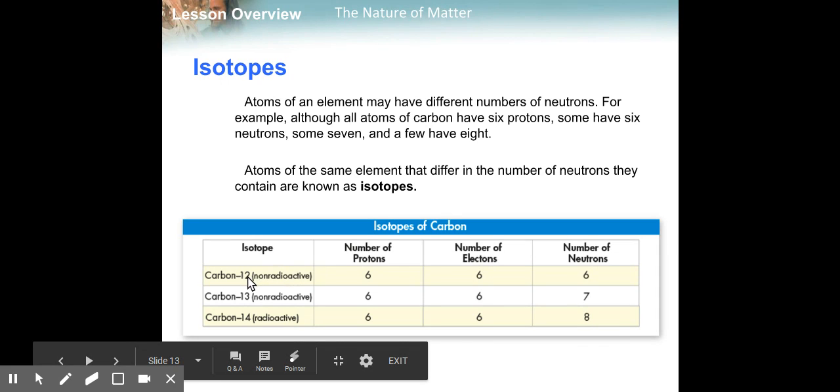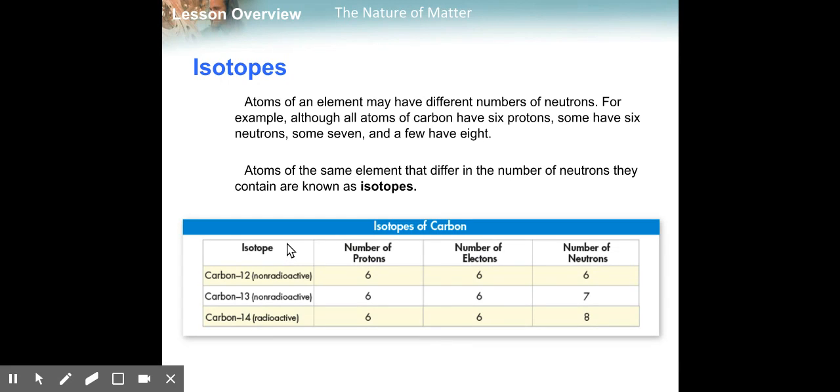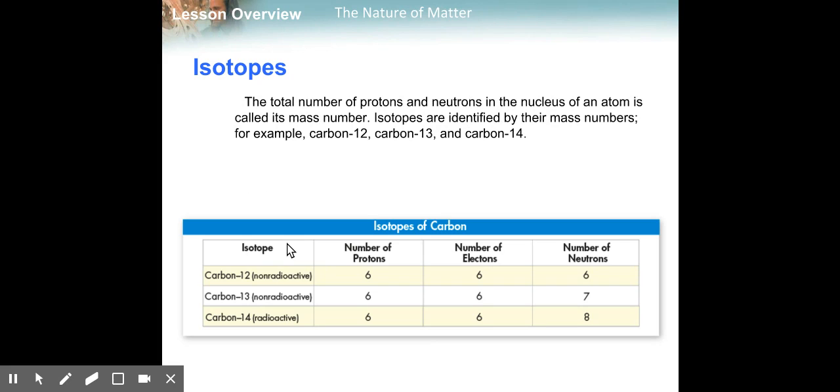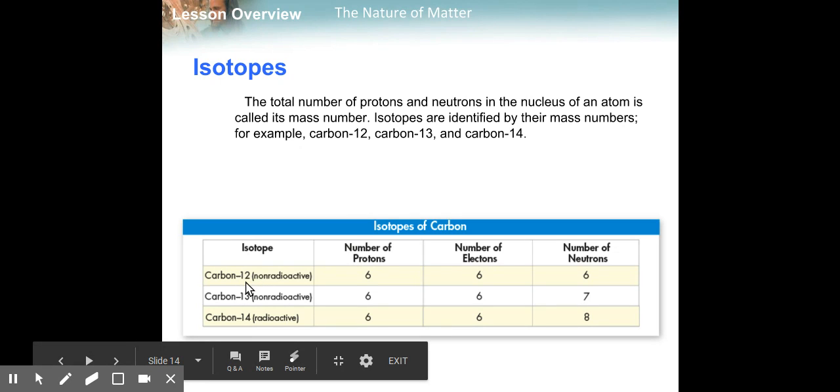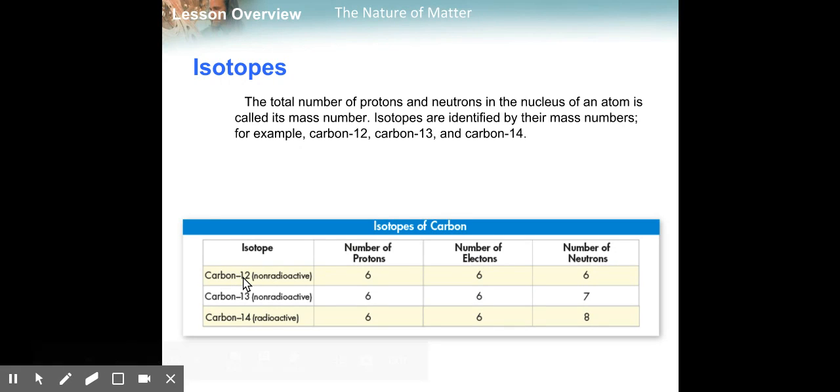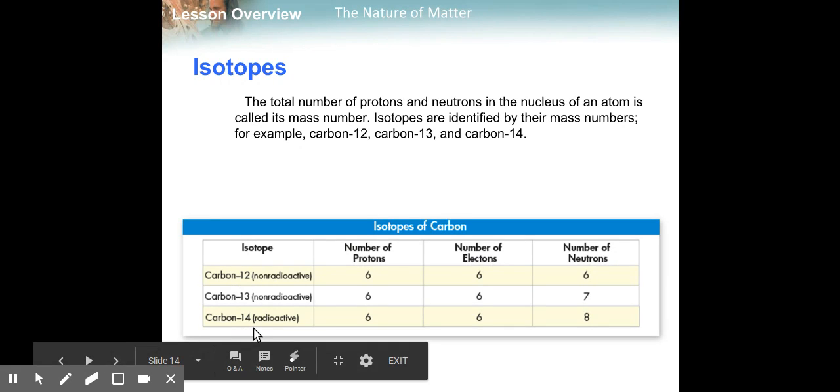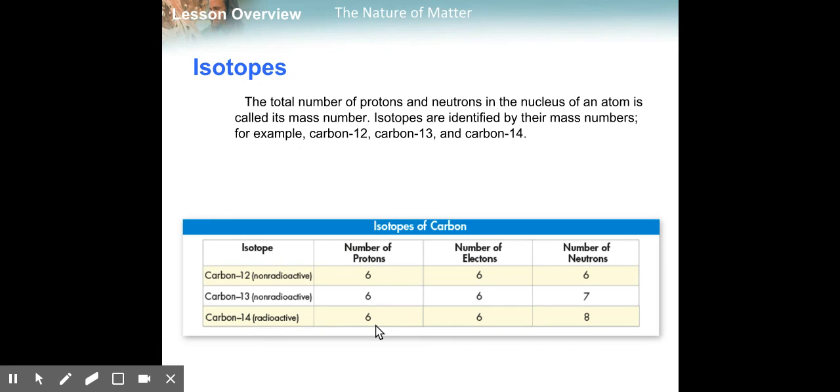So if you look here, carbon-12 and 13 are not radioactive, carbon-14 is. So that's important because they use it for radioactive dating. The mass number is the total number of protons and neutrons. So that's where this number comes from in the isotope. So carbon-12 is called carbon-12 because it has 6 protons, 6 neutrons. Carbon-14 is called carbon-14 because it has 6 protons and 8 neutrons. So those are their mass numbers.